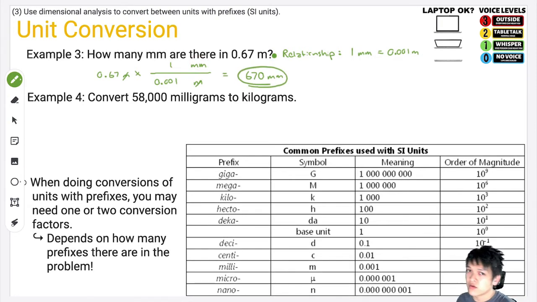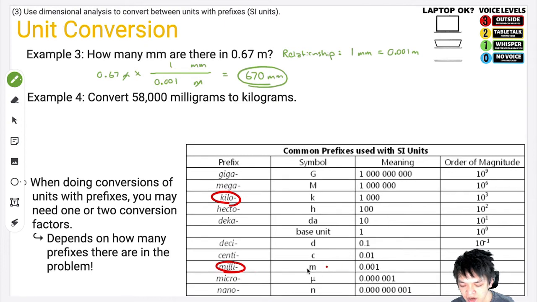Example 4. Really similar. Let's take a look at this. It says convert 58,000 milligrams to kilograms. Now the thing that's different about this one is I actually see two prefixes. What? Yeah, you see it? Milli and kilo. Two prefixes. Milli and kilo, right? So what does that mean? That means I actually have to use two relationships to solve this problem. Now, the one involving milli, let's start with that first.